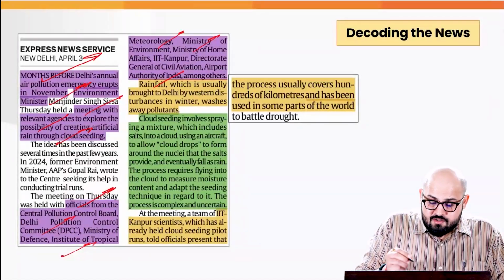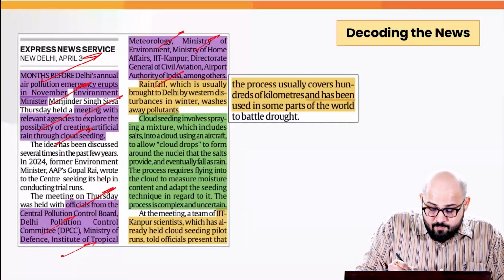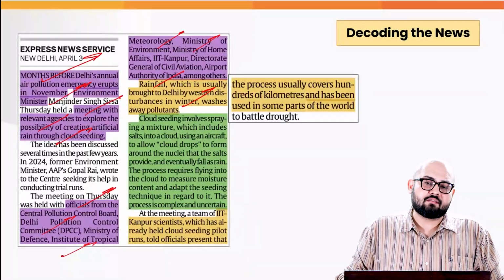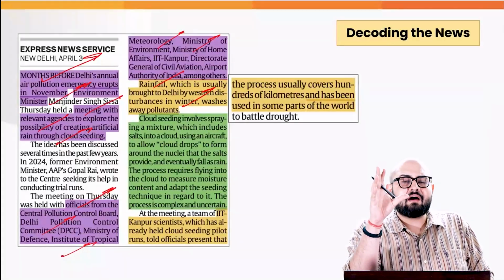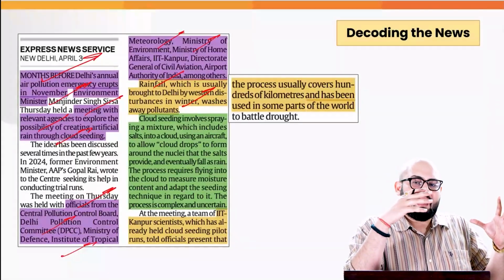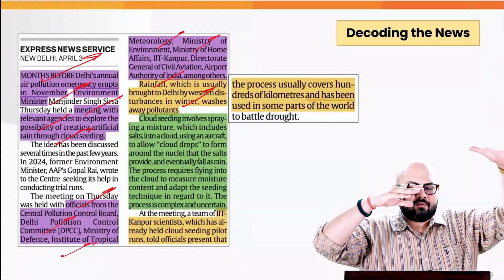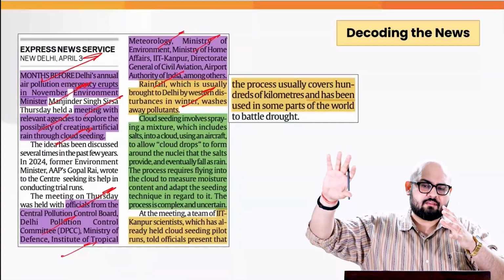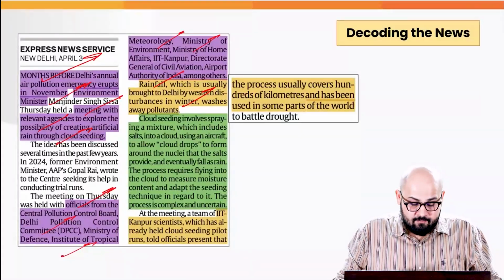Rainfall, which is usually brought to Delhi by winter disturbances, washes away the pollutants. So the very objective is that once you have rains in the winter and the rise in pollution, if you have rains, definitely it washes the pollutants and the atmosphere becomes quite livable.